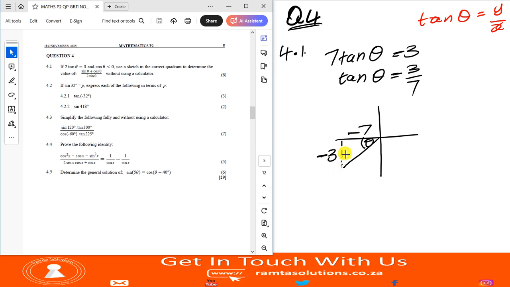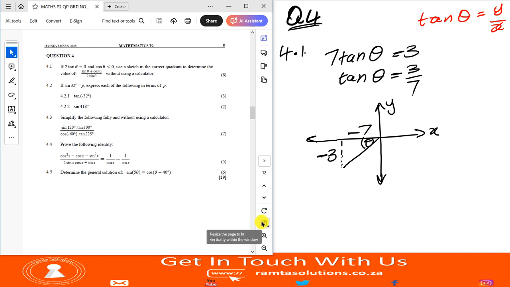Right, as you can see, it's y over x. Y is negative 3, x is negative 7. If you're wondering why I'm saying y is negative and x is also negative, guys, this is simply because this angle is in the third quadrant, and in this quadrant x values and y values are both negative, isn't it? So note, tangent is opposite over adjacent, which is y over x. Our y value is negative 3, our x value is negative 7. Okay, cool. Now, we are not done.